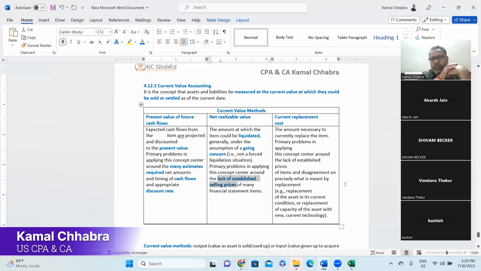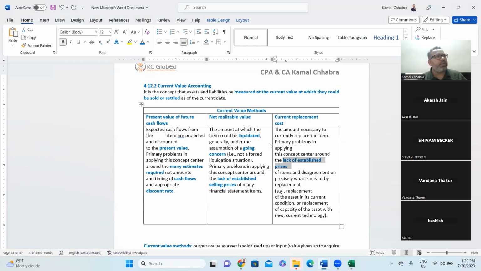Third one is replacement cost, like we were discussing earlier: the amount necessary to currently replace the item. The primary problem in applying this concept centers around the lack of an established price. For example, if you have to replace an iPhone 10, maybe you can replace it, but the new iPhone 10 may have a few additional features compared to the previous one. Similarly with the Mercedes S-Class: what you purchased 2 years back, today they may already have built in new additional features.